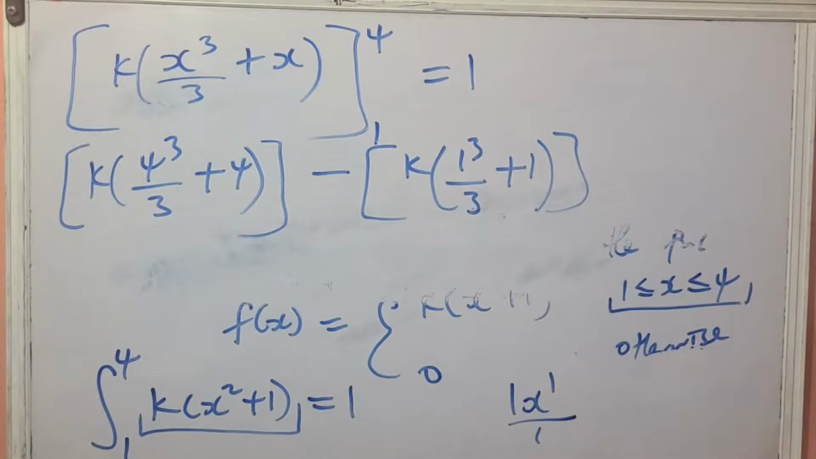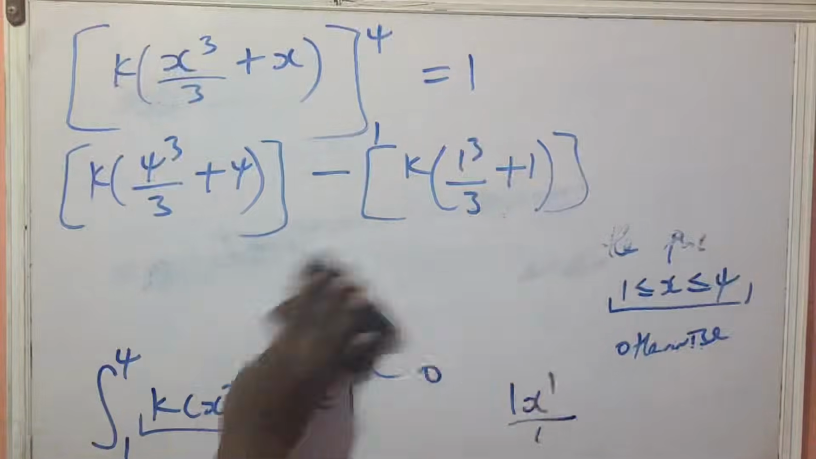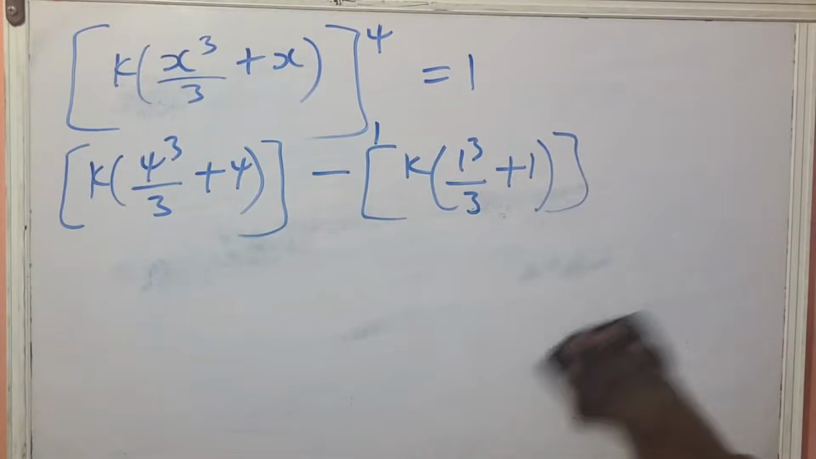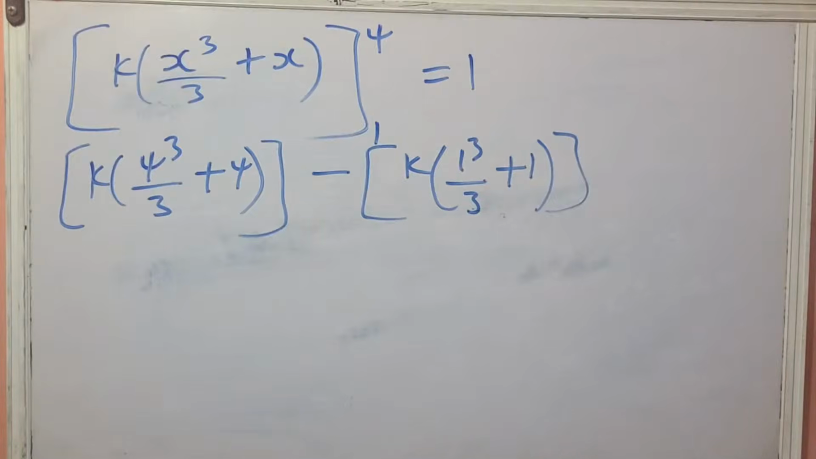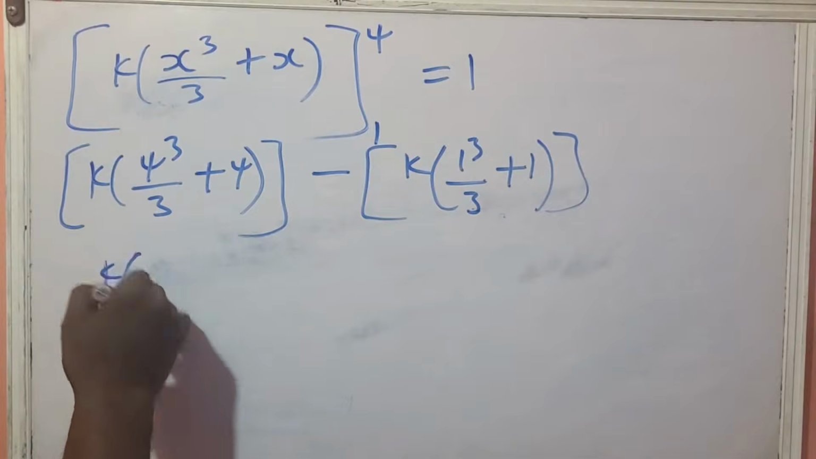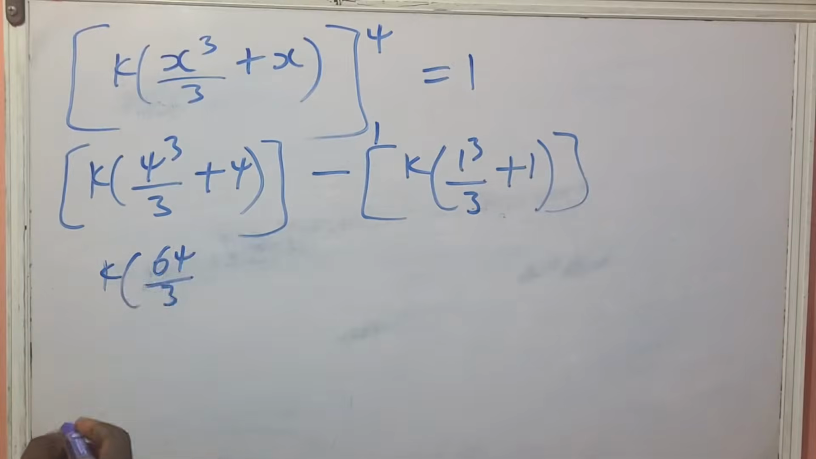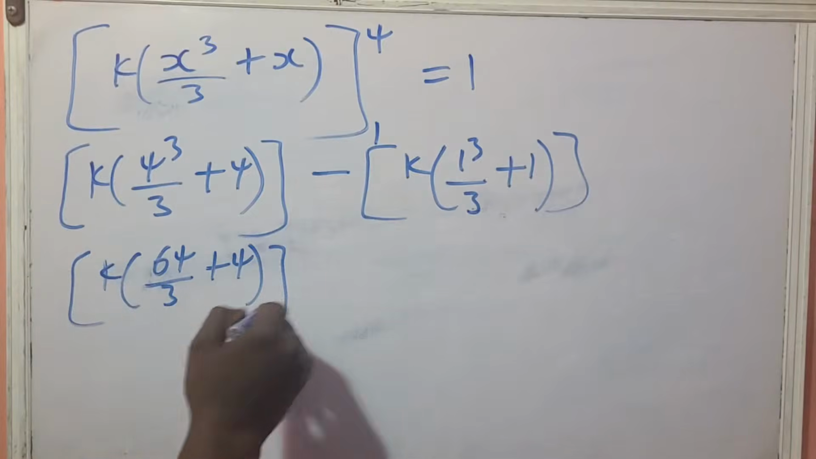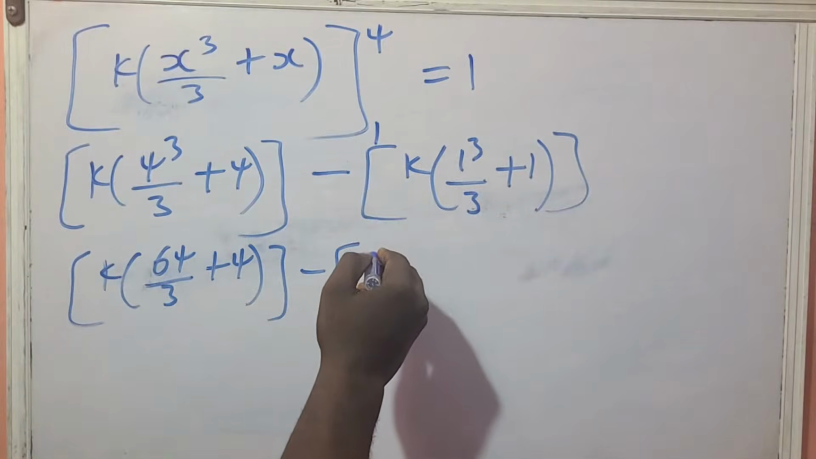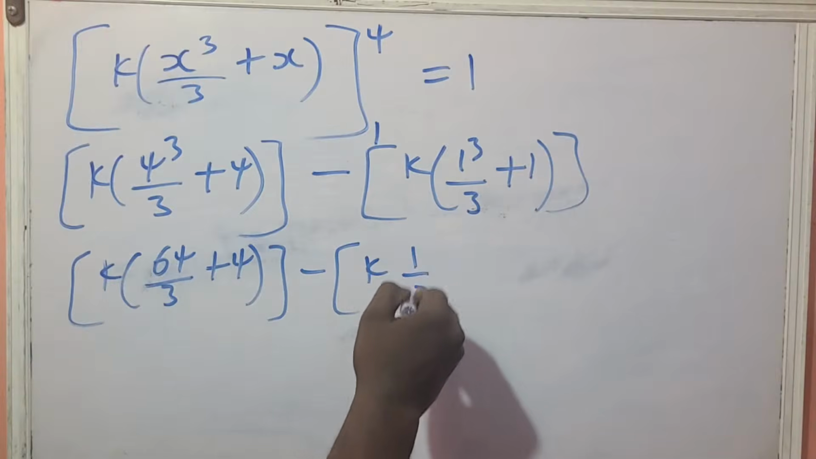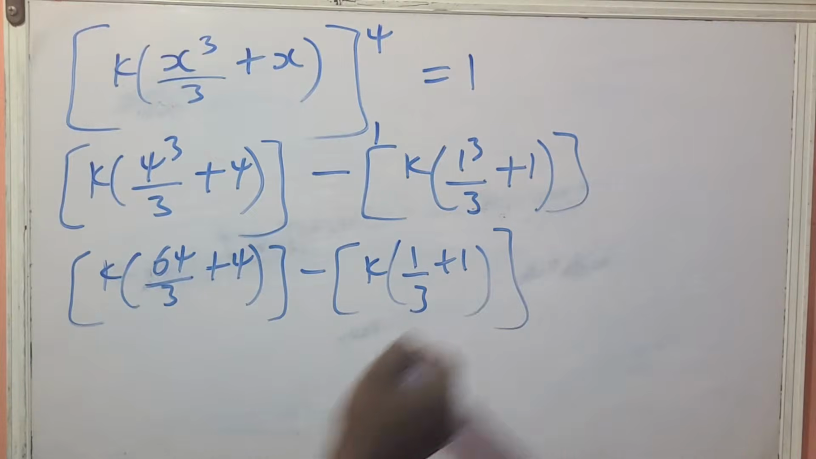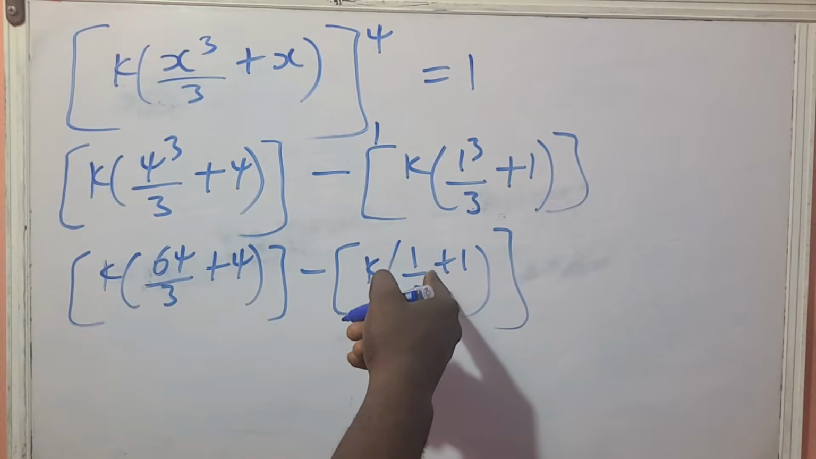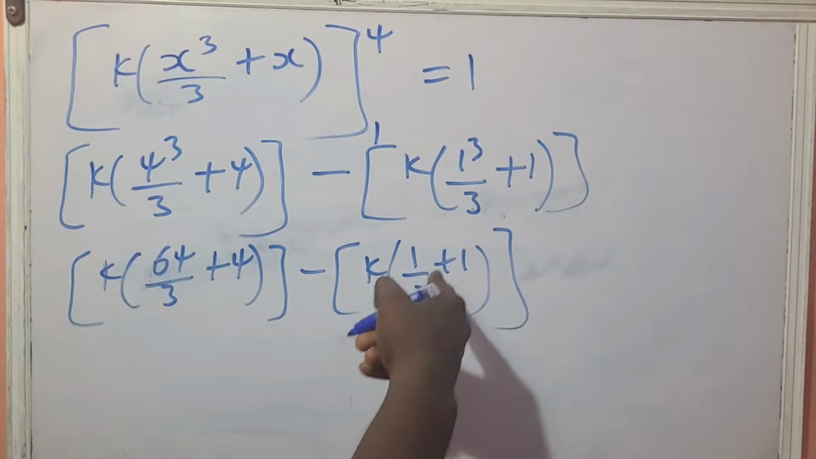Now, you go on to solve this with probably a calculator. 4 cubed will obviously be 64, and that will be 64 over 3. So we have k times 64 over 3 plus 4, minus k times 1 over 3 plus 1. So this will give us what? 1 over 3 plus 1 should give you what?